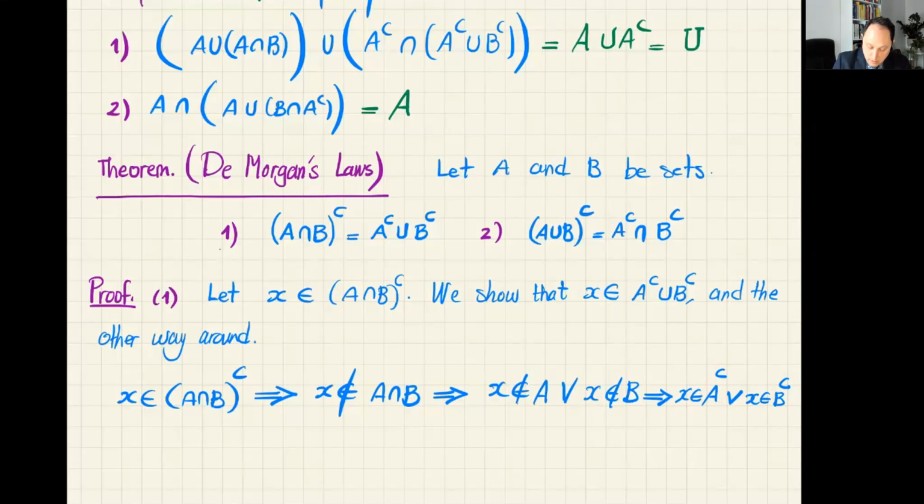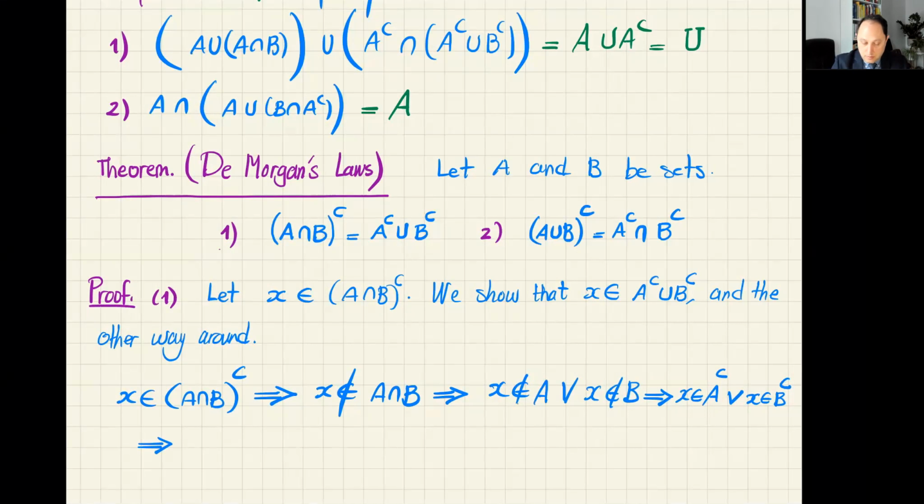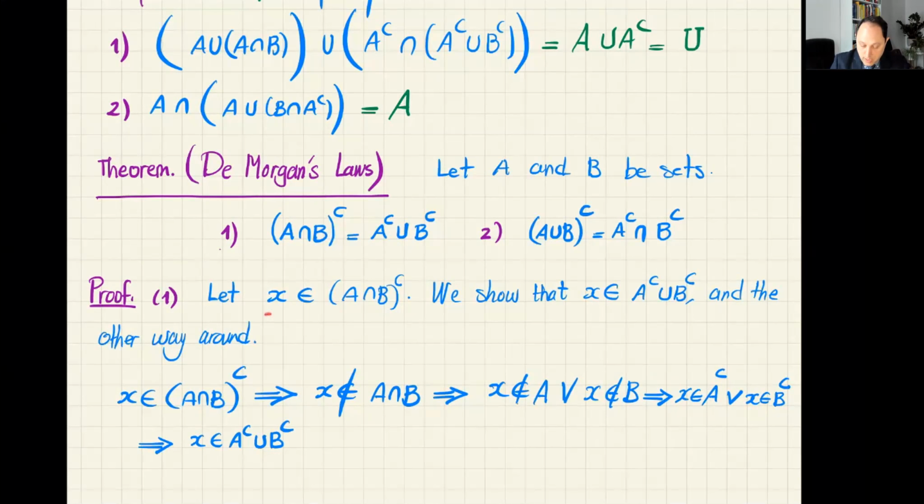Can you tell me based on the definition of the union now? X belongs to the union of A complement and B complement. Exactly. So X belongs to the union of A complement and B complement. So we are done. Yes. We were supposed to take an element from the left-hand side set and show that the same element belongs to the right-hand side set. But the problem is not finished because we also need to do the other way around.